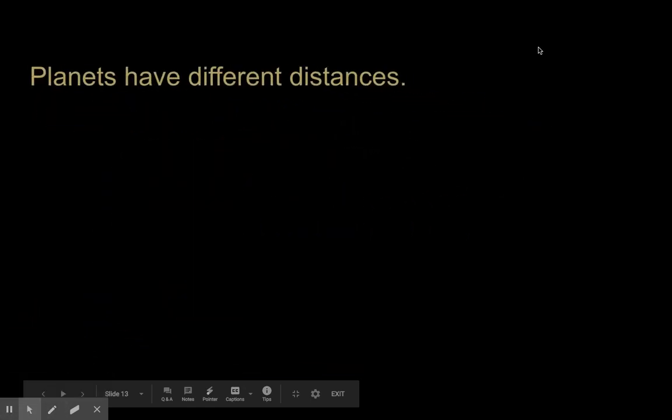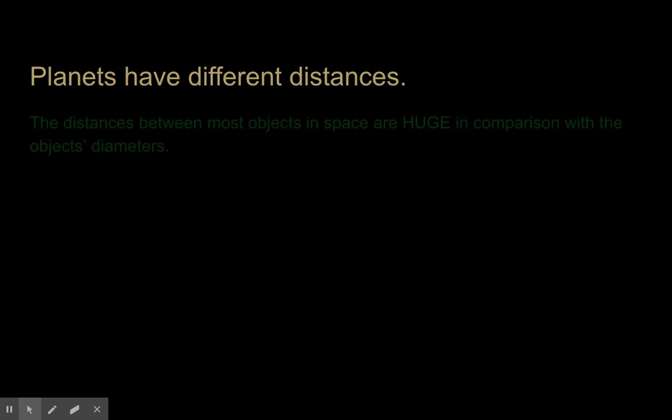All right, so planets have different sizes. They also have much different distances. Not all planets are the same distance from each other, like you see in a lot of images and a lot of graphs. The distances between most objects in space are huge in comparison with those objects' size or their diameters. In other words, the distance between 2 given planets is always going to be much larger than the size of either one of those planets.